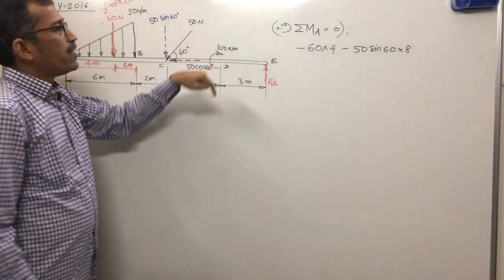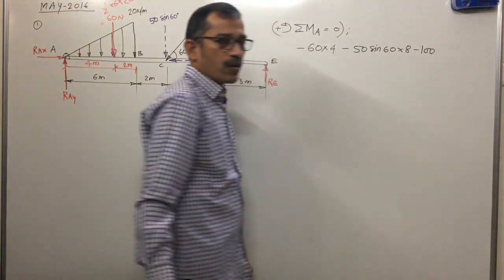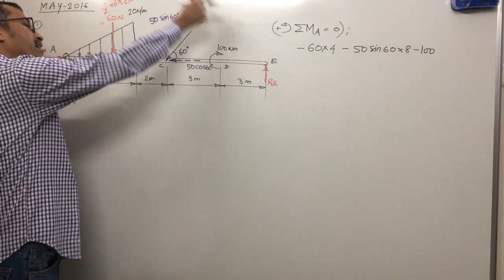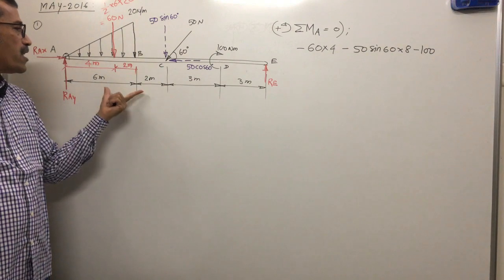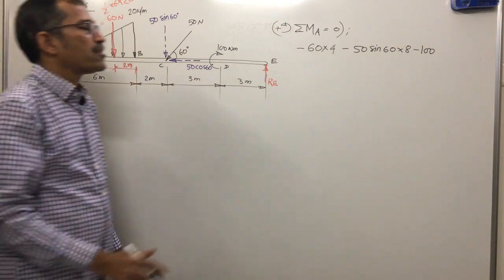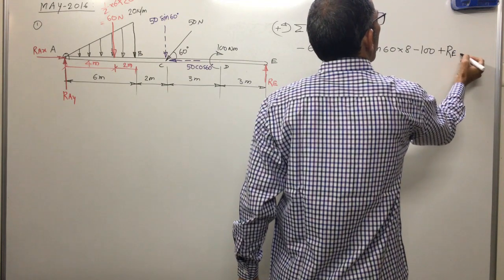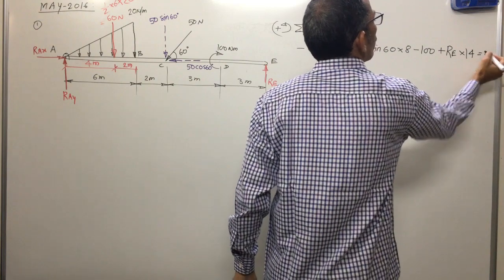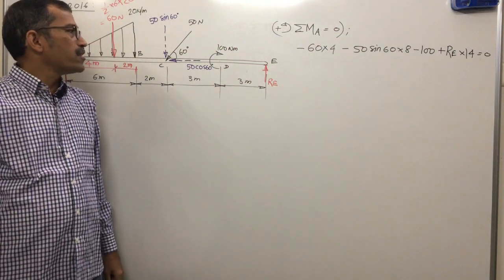So this distance is 4. So 60 into 4, minus 50 sin 60 into 8. Then there is a couple, clockwise, minus 100. Clockwise means negative. The moment of Re, if you take about A, is anti-clockwise. So Re into what distance? 8 plus 6, which means 14. Plus Re into 14, right? Equal to 0.